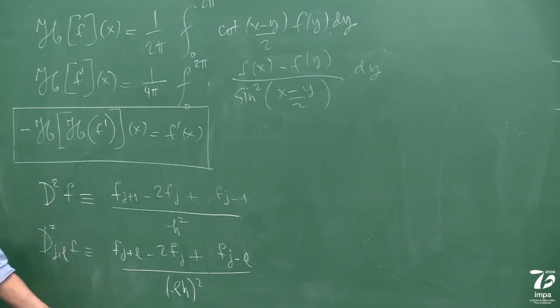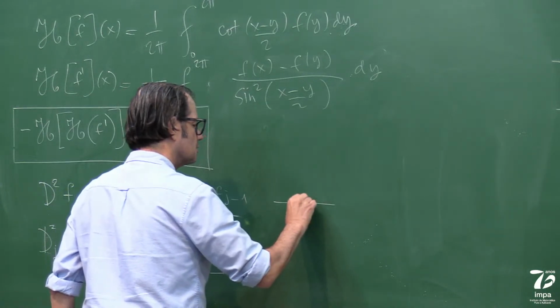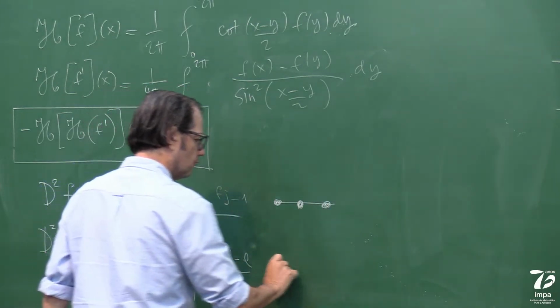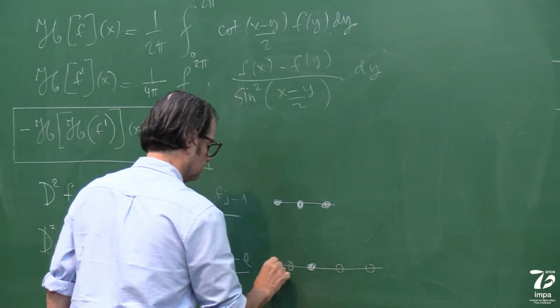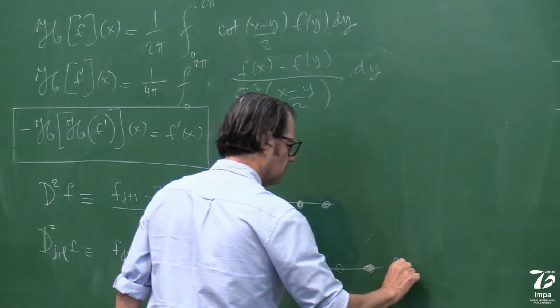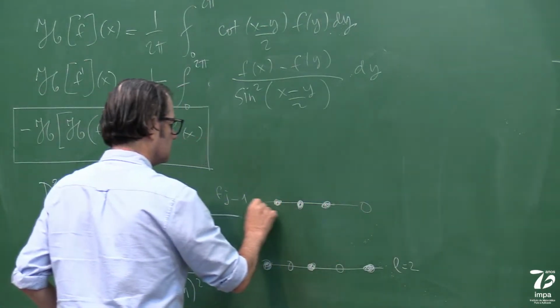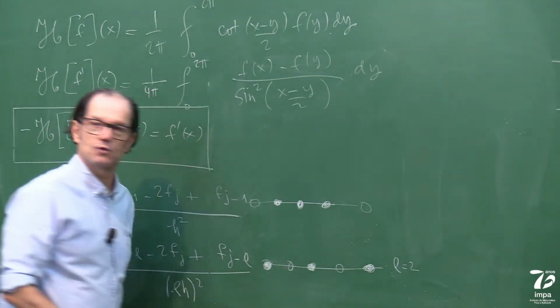So what is this? Okay, so look what happens. This is basically the molecule for this guy, and the molecule for this guy is this, if L is equal to 2. Right? You're skipping points, right? So here, like this, the dark nodes are the ones we are using, okay?